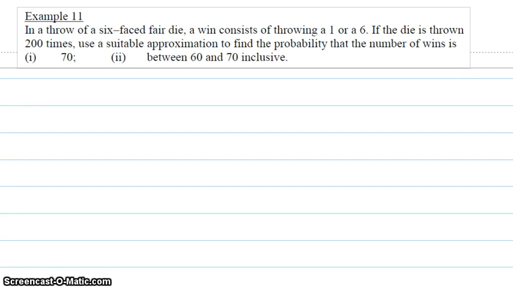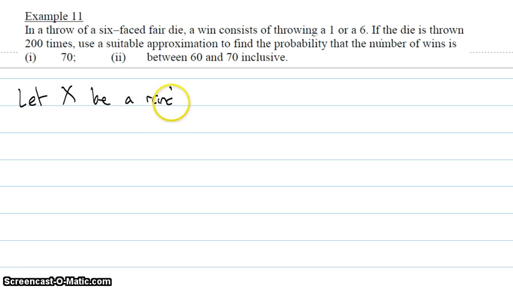Okay, so question 11. We're told in a throw of a six-sided fair dice, a win consists of throwing a 1 or a 6. If the die is thrown 200 times, use a suitable approximation to find the probability the number of wins is 70 or between 60 and 70 inclusively. So let X be a random variable denoting the number of wins.